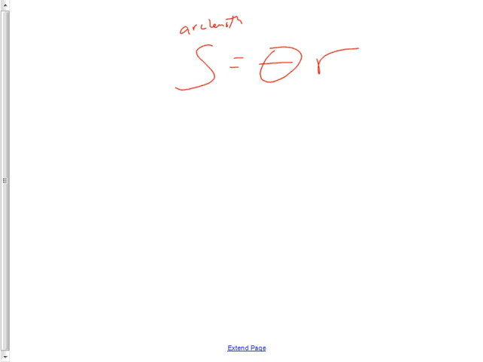The theta, what's that? That's the angle. And the angle has to be in what? Radians. And that makes the R kind of confusing because it looks like it's radians, but it's not. It's actually radius.